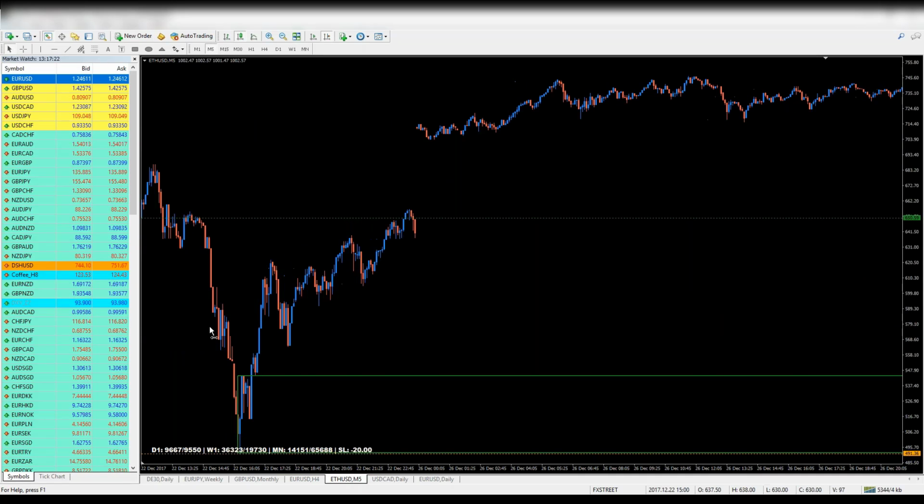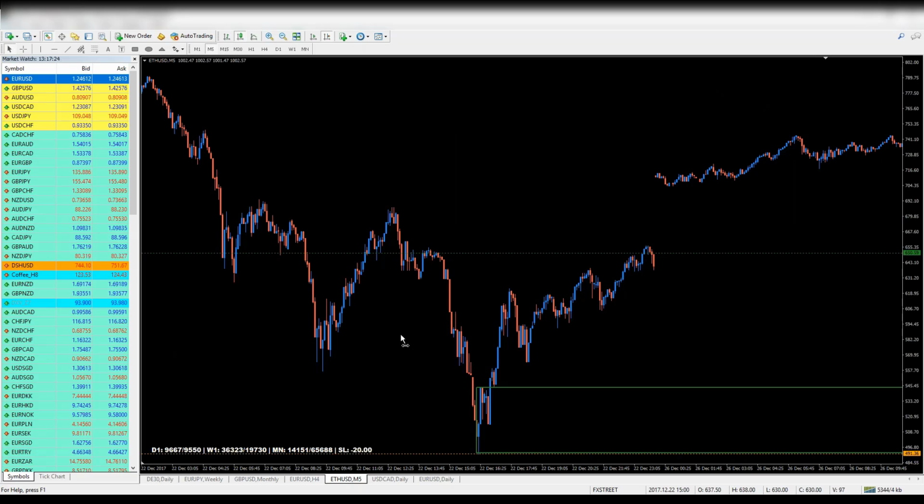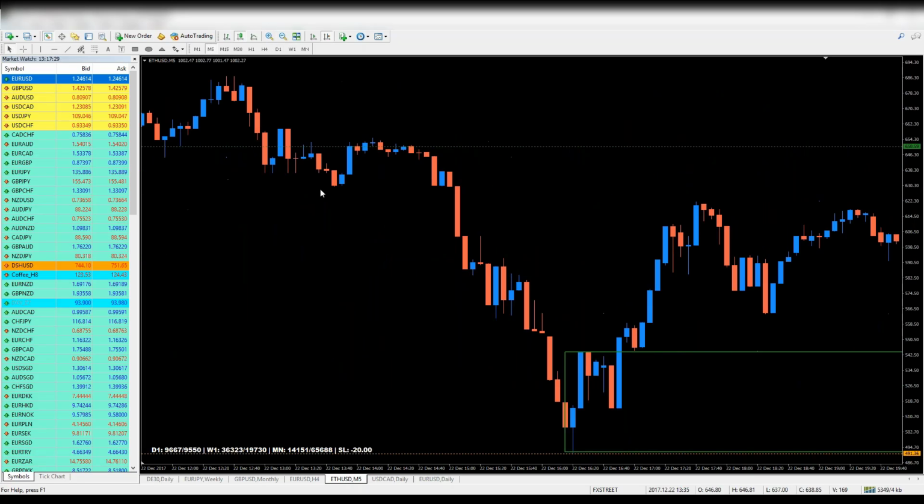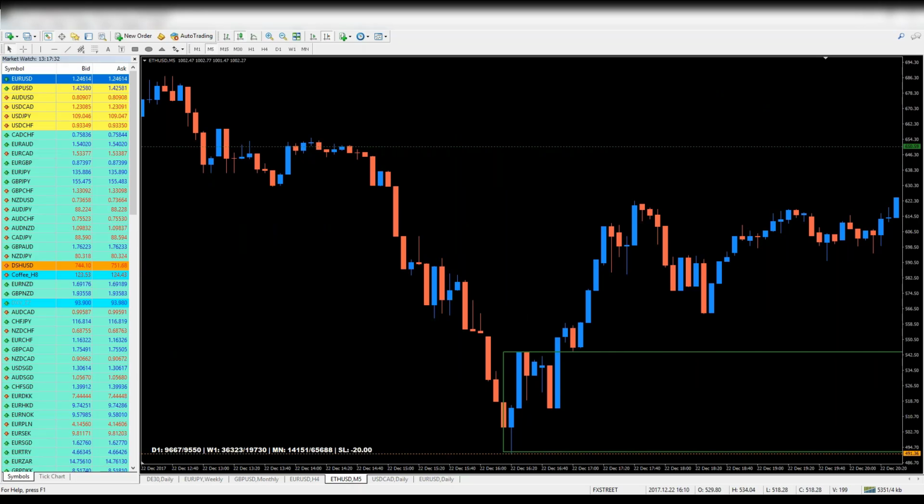Okay, this is important to look at because here we can see what? We can see the parent and we can see the child. When you have big wicks like that, the chart's telling you to go and have a look on the smaller time frame. And now we've done that, and now we can identify the parent-child relationship. So we have the parent, we have the child.